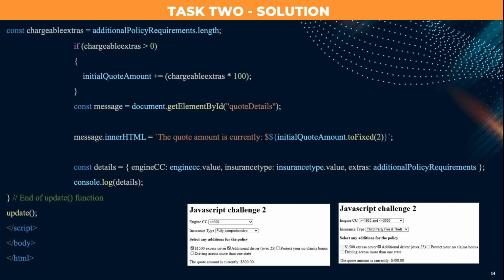Then what we want to do is work out what the extra charges are. So now we want to set up the const chargeableExtras. We want to work out how much we have to charge for the extras. Well, each one is $100.